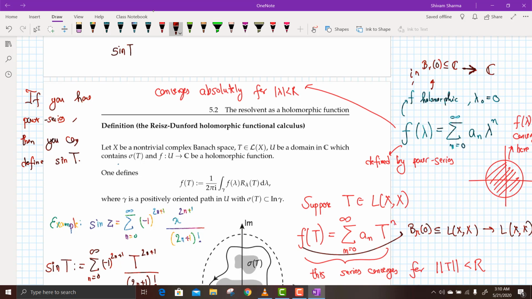L(X). And so this is the idea: let X be a non-trivial complex Banach space and T be in L(X), and U be a domain in C which contains sigma(T), and f from U to C be a holomorphic function. Then we can define f of T with this integral formula.